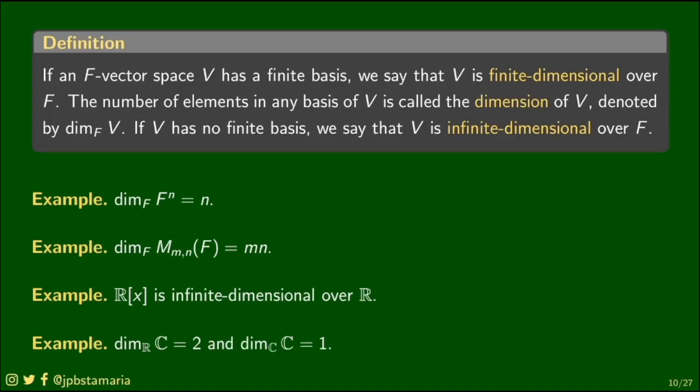However, in the case when the field of scalars is C, if we allow the scalars to be complex numbers, the dimension of C over itself has to be 1. I want you to think about this one.